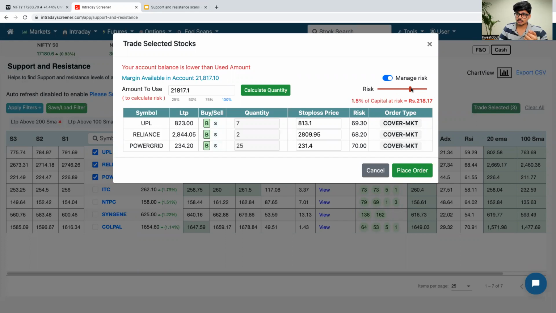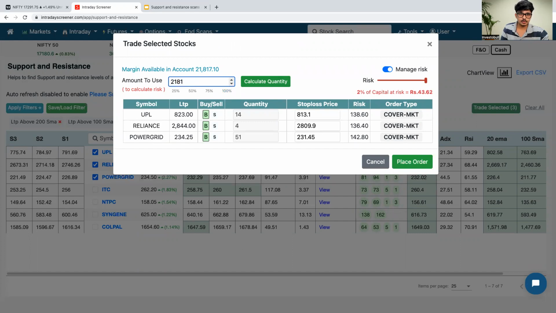Suppose you would like to risk 2% of your capital, you can select the specific percentage. Let's give a certain amount and click on calculate quantity. You could clearly see that the amount I have entered got adjusted between all three stocks. You could also observe the risk you might be taking when a specific stock hits its stop loss. Once you are ready to go, click on place order and the order will be directly executed.